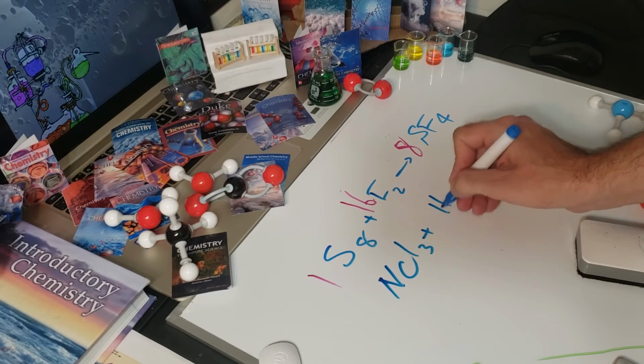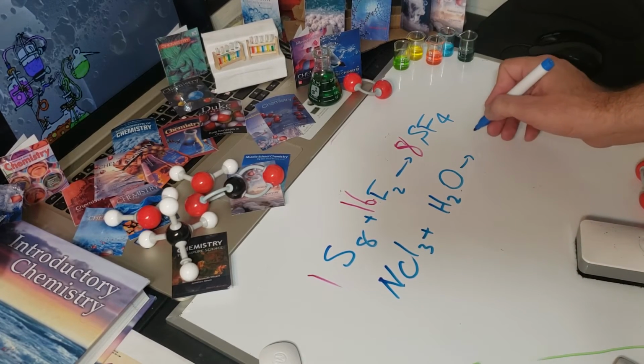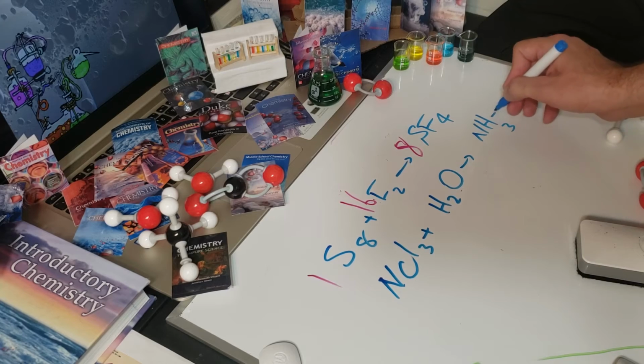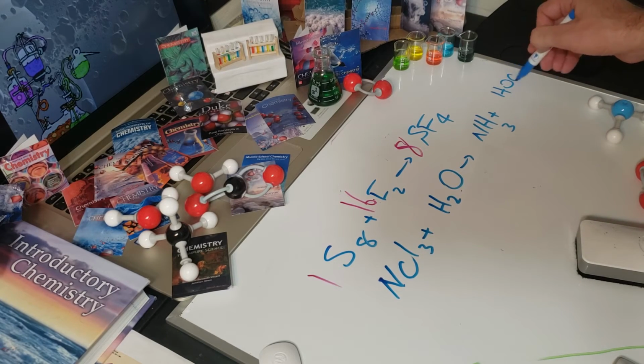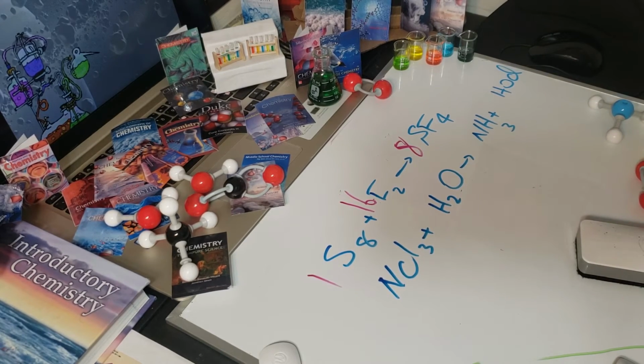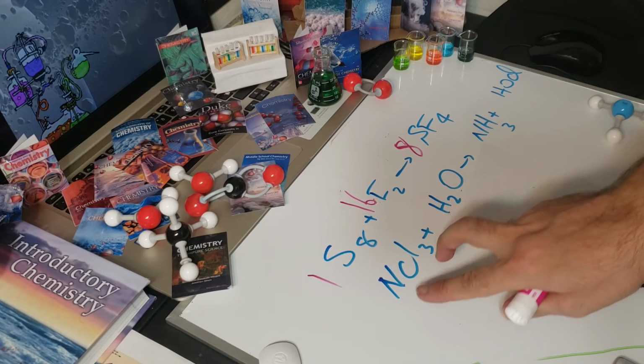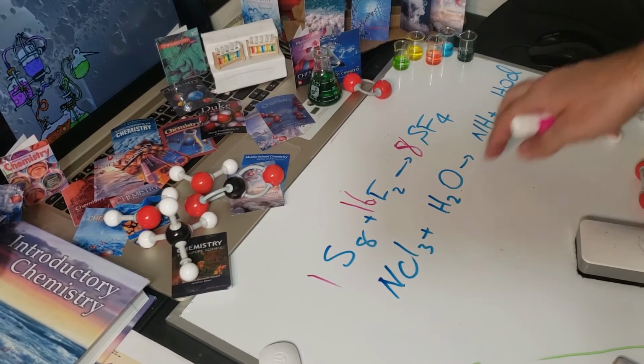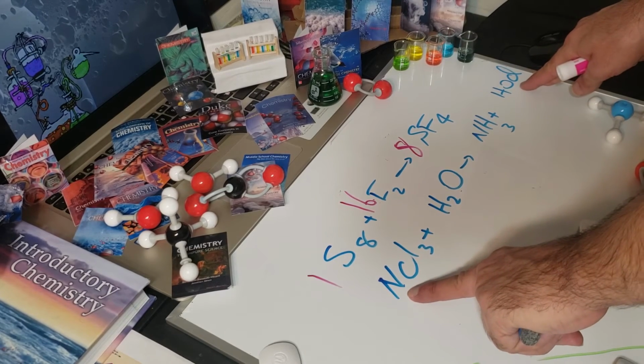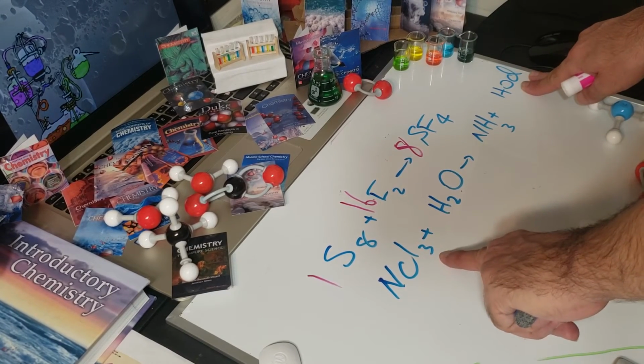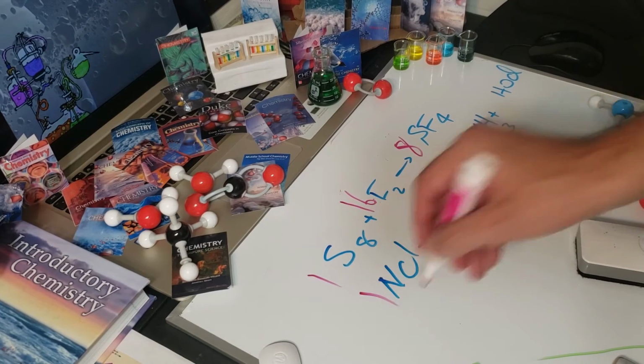NCl3 plus H2O giving you NH3 and HOCl. Okay, hypochlorous acid. Okay, let's see how much time we have. We still have a little bit of time, so I can make it to the end. So with this one, I could start with either this one or this one. This has oxygen, this is nitrogen, and it both has chlorine. This has more chlorine, and this also has nitrogen, so I'll go with this one.